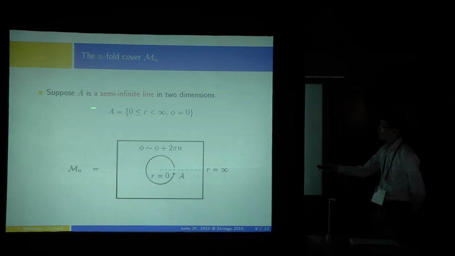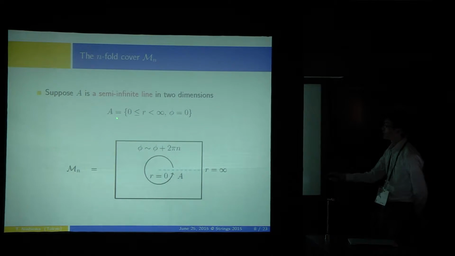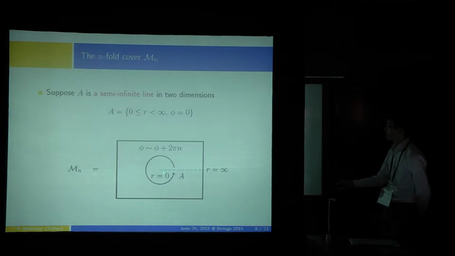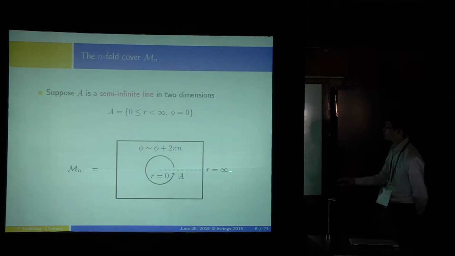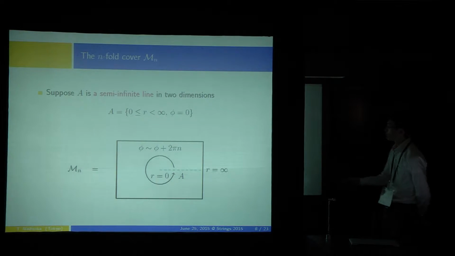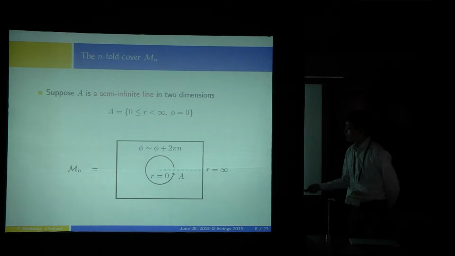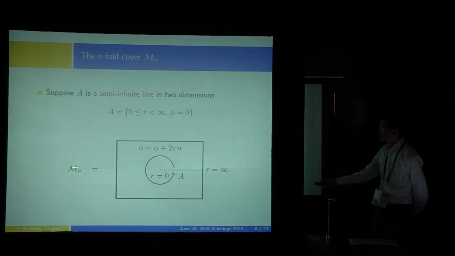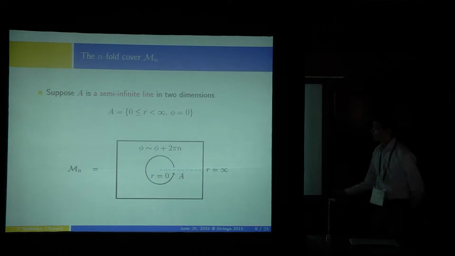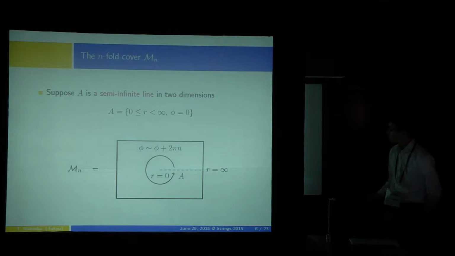And now I have a polar coordinate. So this region A, this semi-infinite line, is located from the origin equal to 0 to infinity. So this is some line located at phi equal to 0. But to take an n-fold cover, we change the period of phi from 2 pi to 2 pi n. So this is the n-fold cover. So this is very simple.